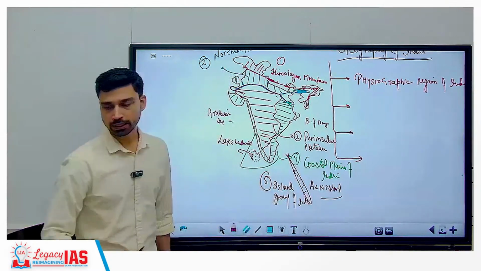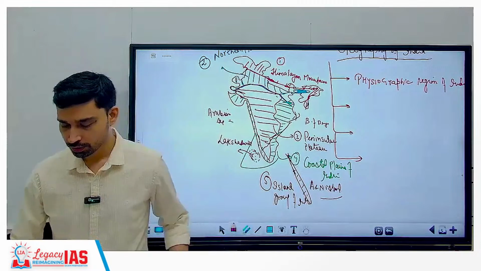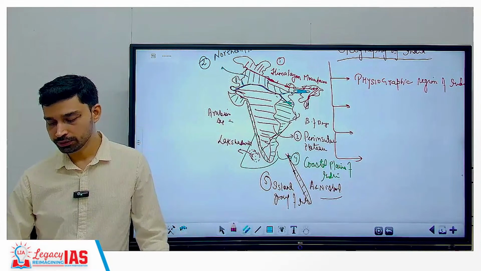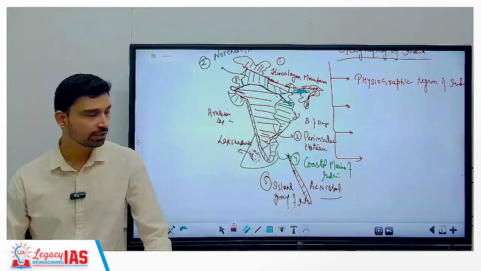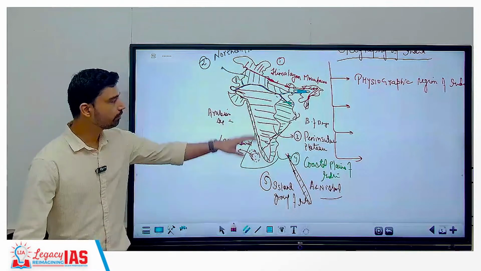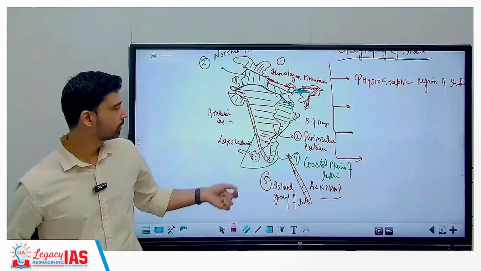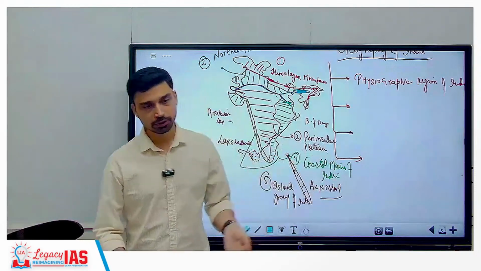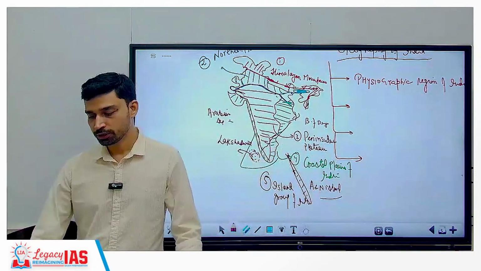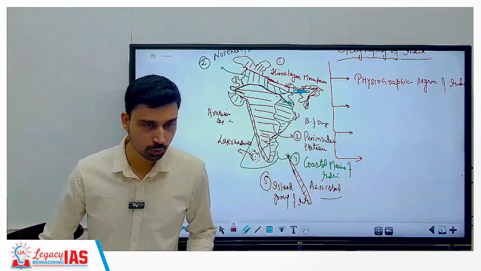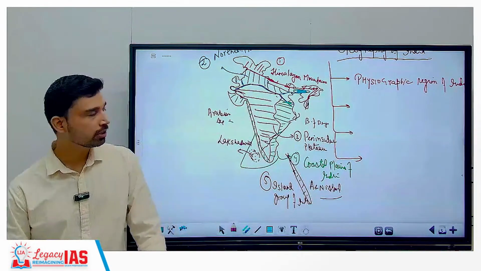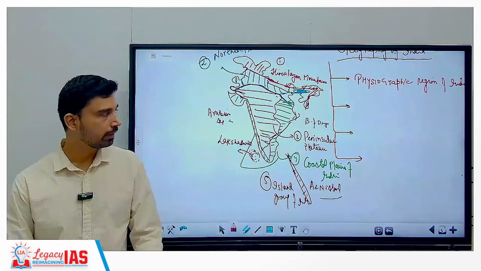This is how we can divide the 5 geographical regions of India. Western Ghats is part of which geographical region? Peninsular plateau itself. Okay, so Western Ghats and Eastern Ghats, both are part of the Peninsular plateau.